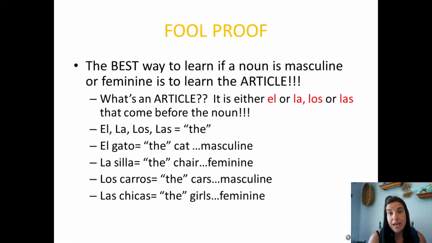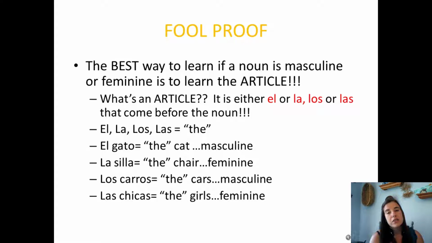And then when the noun is plural, the articles also have to become plural. So el becomes los. Los carros, the cars, are masculine. Las chicas, la becomes las when it's plural. Las chicas is feminine, the girls. Even though in English we don't change the when we're talking about singular or plural, the car, the cars, we don't change the article. In Spanish you do.